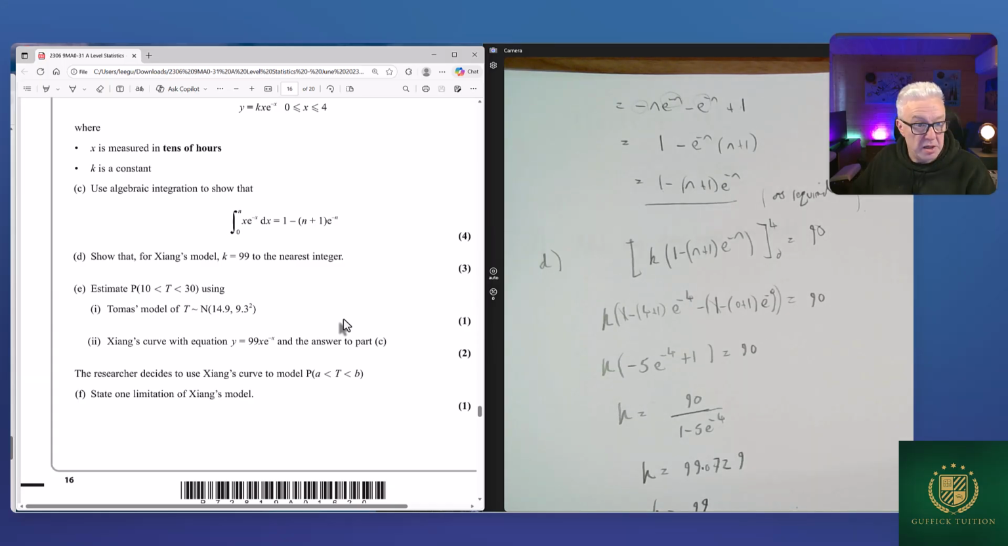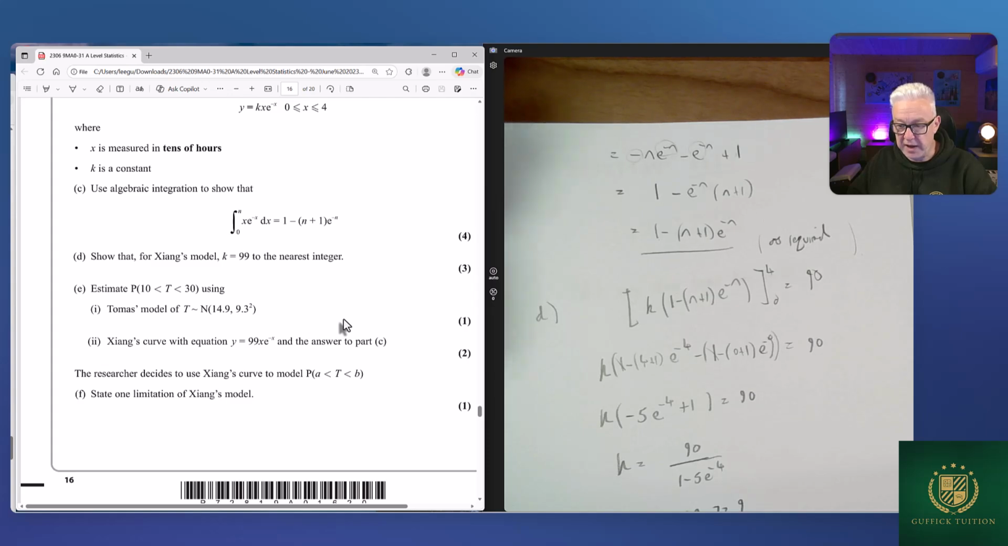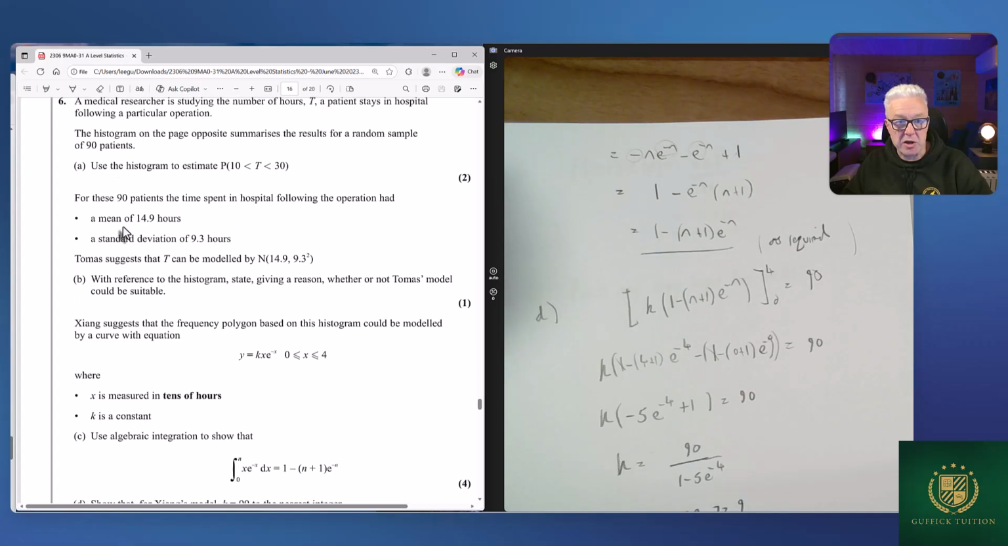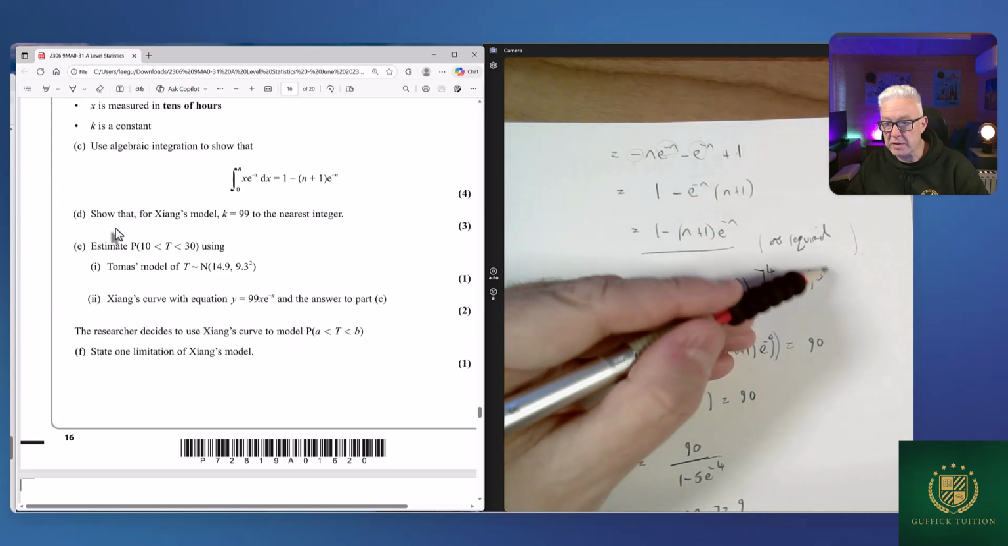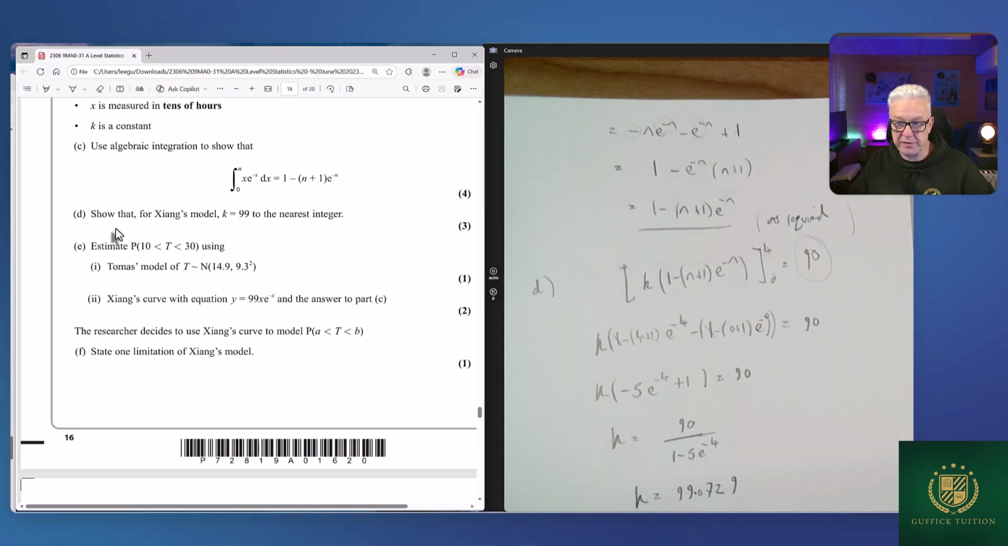Okay. Now it says, show that for Qian's model, k is 99 to the nearest integer. So what we're going to be using here is the fact that the area underneath a histogram gives us the frequency. Okay, and the question tells us that there were 90 patients in this study. So therefore, the answer to the integral is going to be equal to 90. That's the first thing to be aware of.